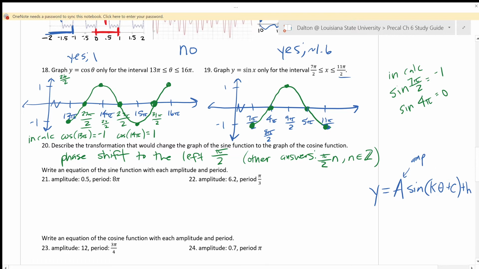So in number 21, A is 0.5. The period is found by computing 2 pi over K. So if they tell us the period is 8 pi, then we can say, okay, well, this implies that 8 pi is 2 pi over K, right?